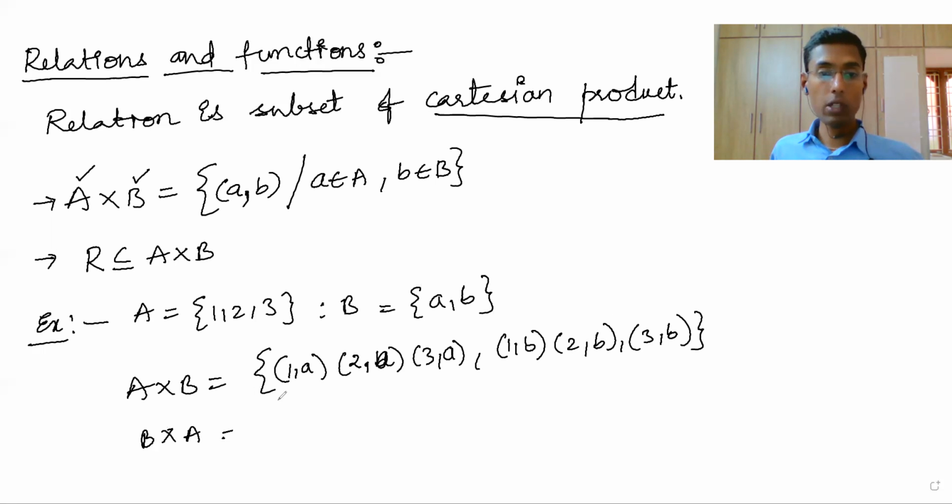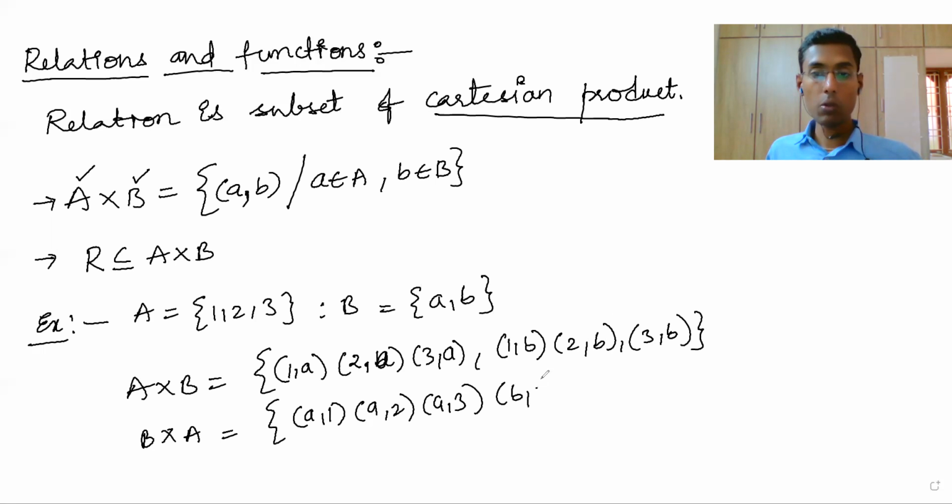B cross A means what? First we have to take (a, 1), (a, 2), (a, 3), and (b, 1), (b, 2), (b, 3). Like that. This is different.